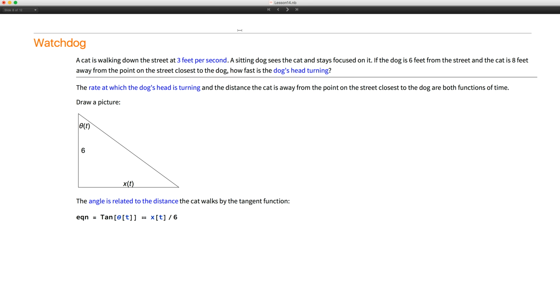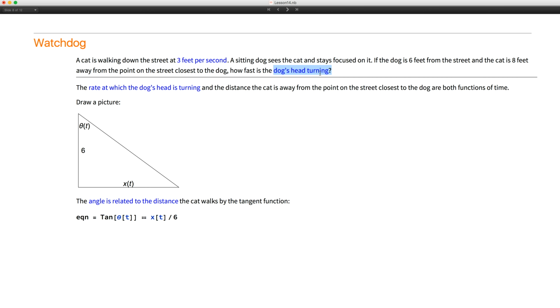The third problem, let's talk about a watchdog. So there is a cat that's walking down a street at 3 feet per second. Now, a dog is sitting and sees this cat and stays focused on it, doesn't actually move. But then the dog is known to be 6 feet from the street and the cat is 8 feet from that point. And the question is, how fast is the dog's head turning?